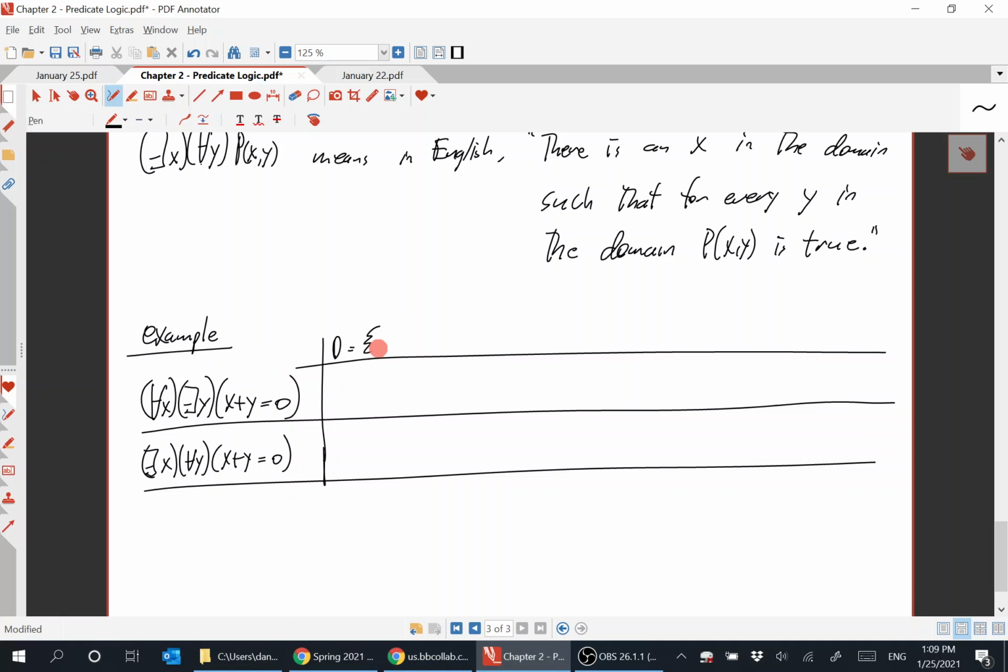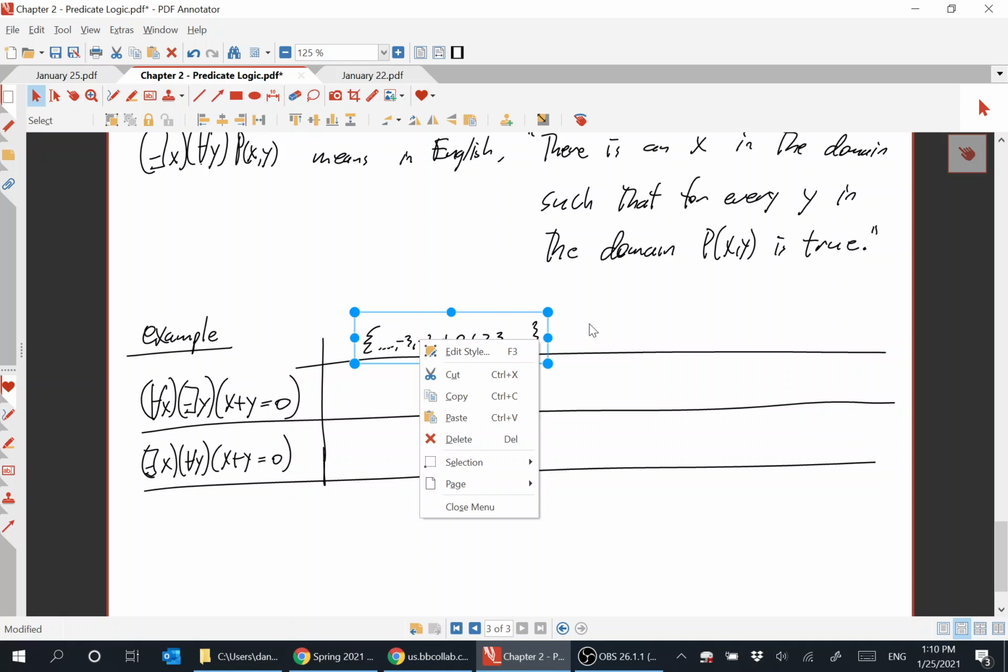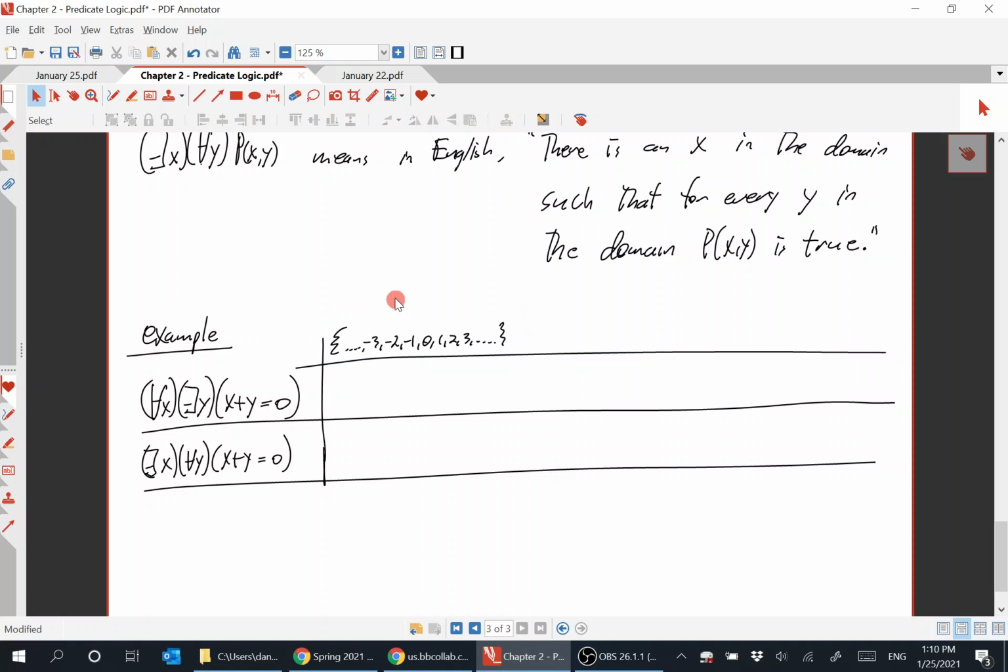So the domain will be the entire set of integers: minus 3, minus 2, minus 1, 0, 1, 2, 3, dot, dot, dot. All right. For every x in the domain D, so for every integer, positive or negative, there exists a y in the domain, dependent upon x, such that x plus y is equal to 0. Is that true? Suppose that.